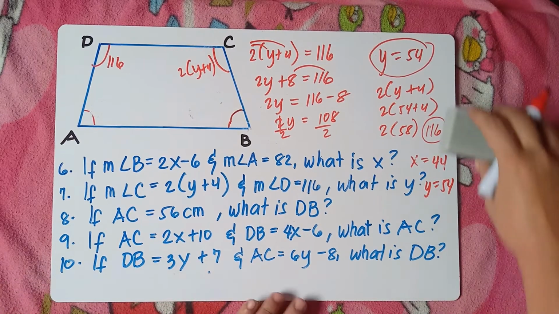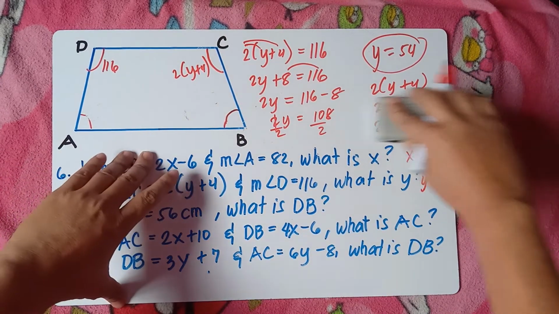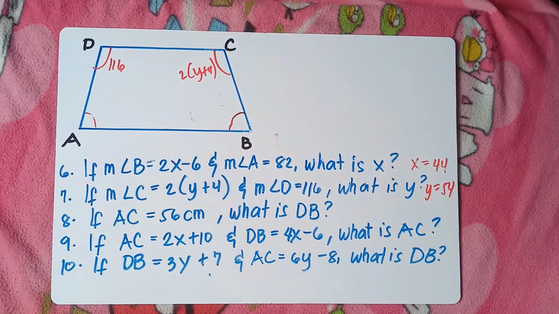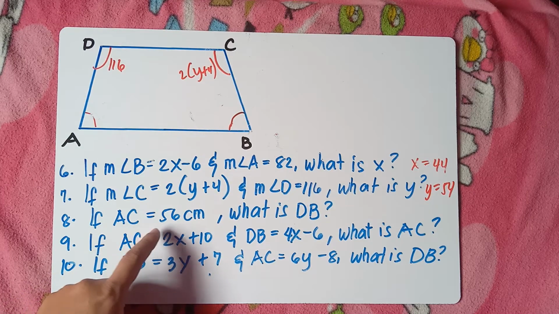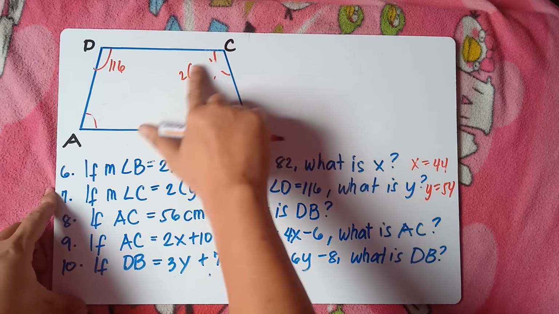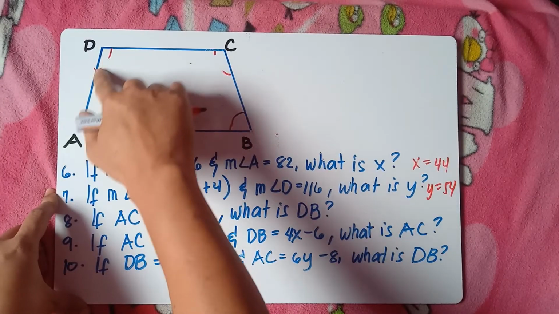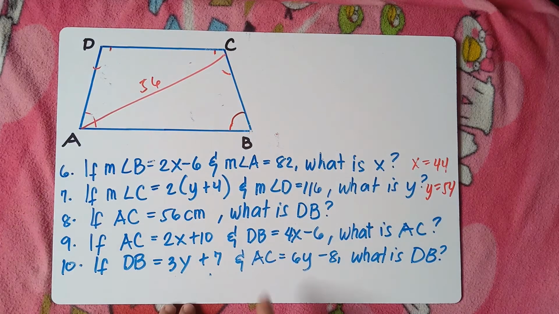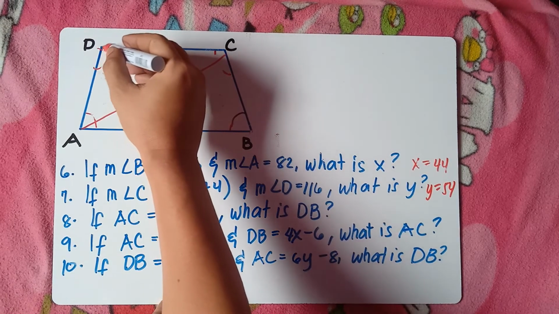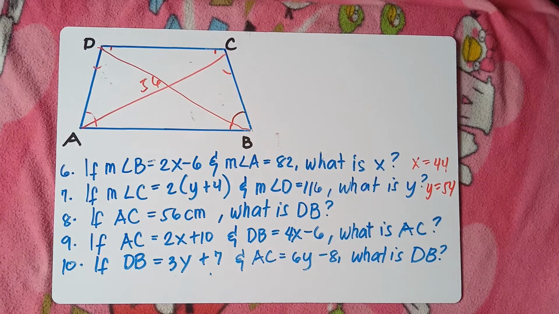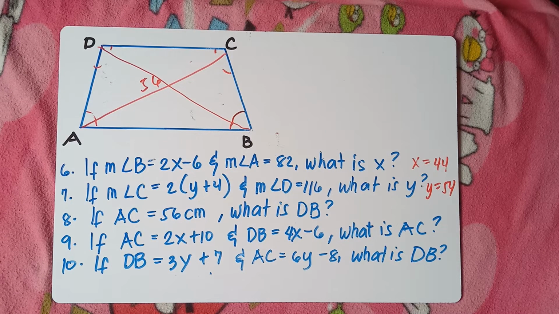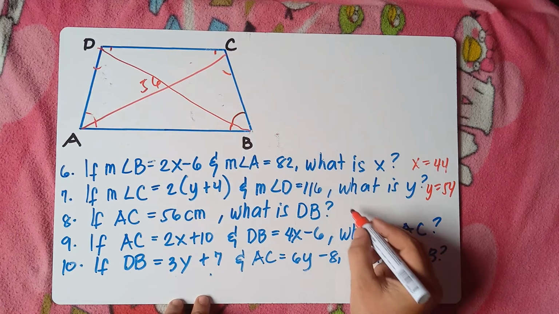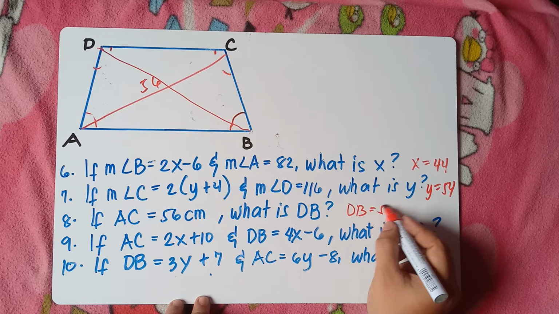Okay, so that's it. Let's try number 8. If AC is 56, line AC is 56, and you are told to find DB. What should be the measure, class? Could you try? That's correct. If AC is 56, therefore DB should be 56. So DB is equal to 56.